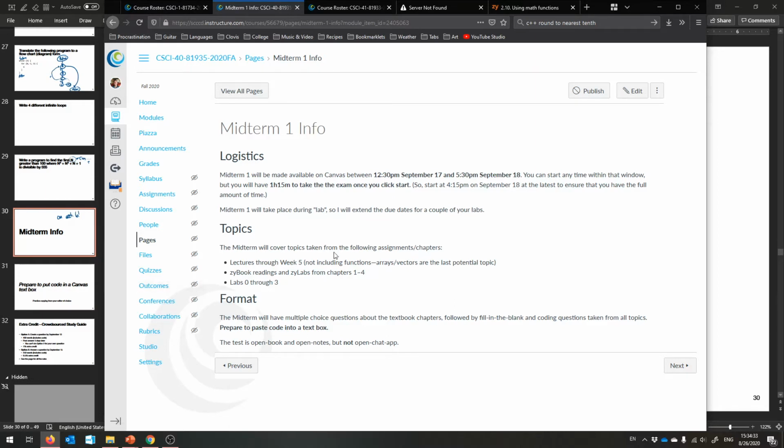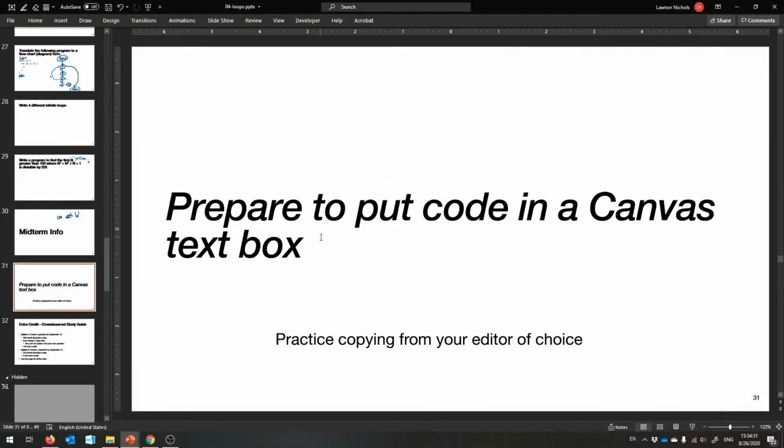All right, so that is the first midterm. Hopefully it all seems fair, and that's what's going to happen. So, of course, I'll have some reminders for you around these times, but plan for those days, okay? You can take it within an over 24-hour range, all right? So just prepare to put code into a Canvas text box.